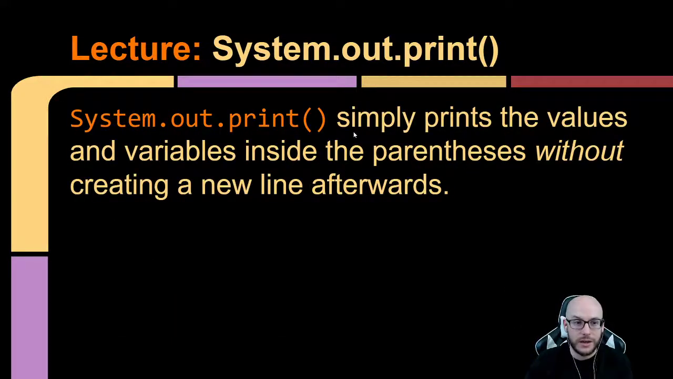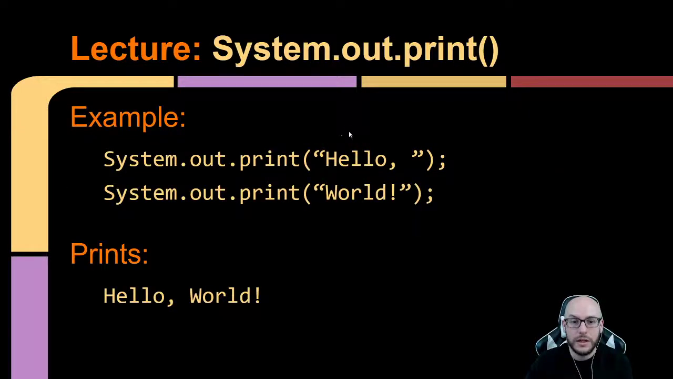Print simply prints the values and variables inside the parentheses without creating a new line afterwards. Let's look at the difference. Notice here I have print, not println. I'm going to print "Hello," with a space. So it does that. And then I'm going to print "World!" Well, because this was just a normal print, I printed that off and I did not make a new line, which means the subsequent things that get printed, such as this print where we print off World, appear on the same line as what I just had.